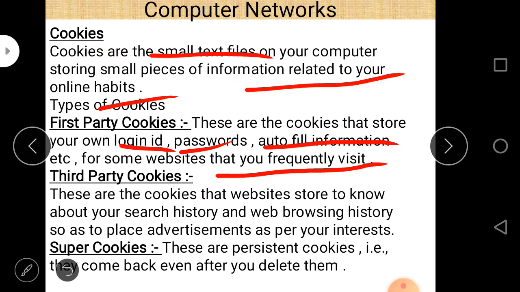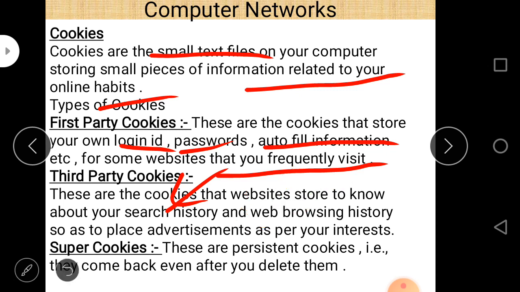These are the cookies that websites store to know about your search history and web browsing history, so as to place advertisements as per your interest. This is the basic aim. Basically they store your search history and web browsing history, and the objective is to place advertisements as per your interest. So this is the basic objective of third party cookies.